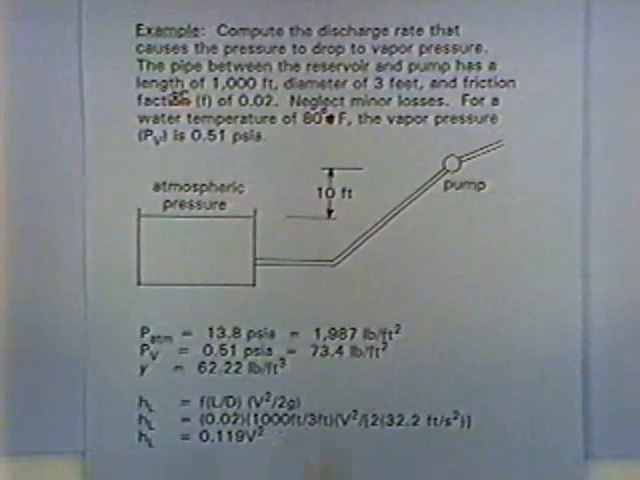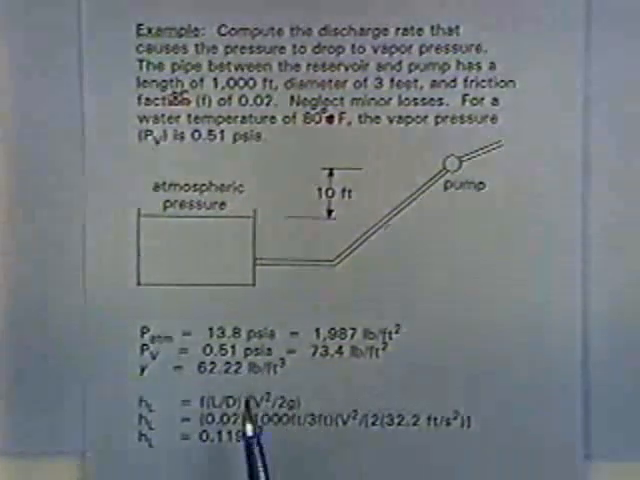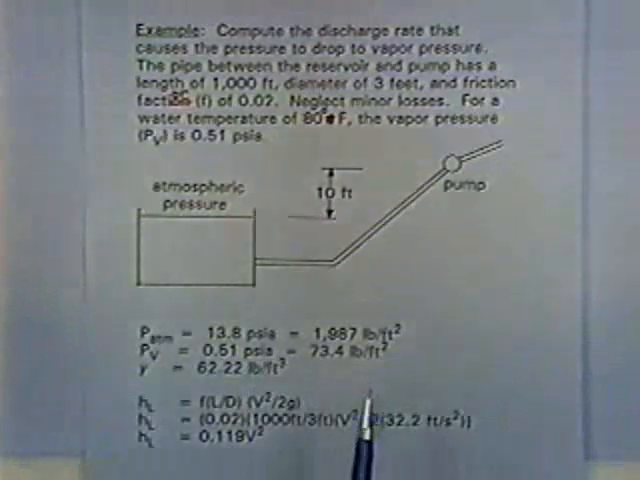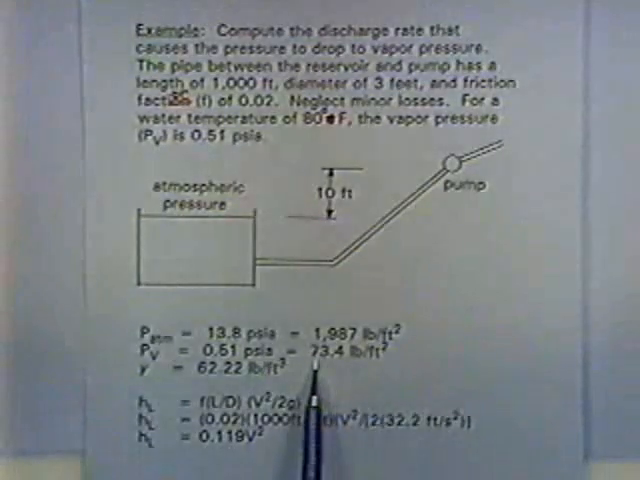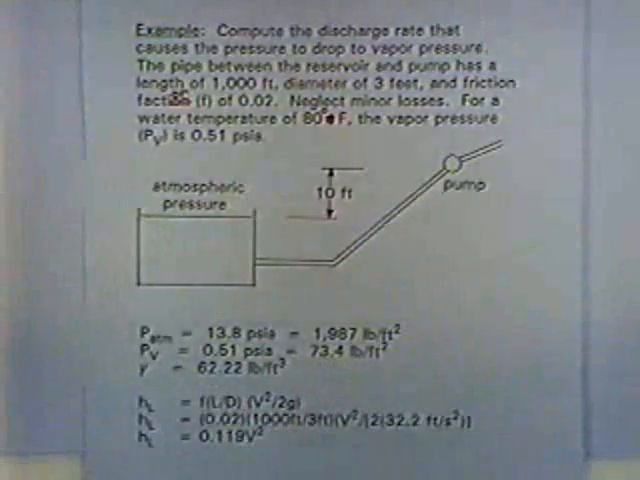And so here's the data. This is what we know that we'll need to work the problem. Atmospheric pressure at this location on the Earth is 13.8 psi, which converts to 1,987 pounds per square foot. The vapor pressure for this temperature is 0.51 psi. That's pounds per square inch using absolute pressure as a reference. And so that's 73.4 pounds per square foot. The unit weight of the water is 62.22 pounds per cubic foot.